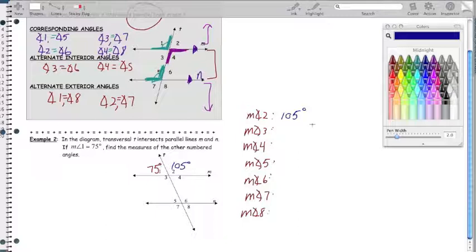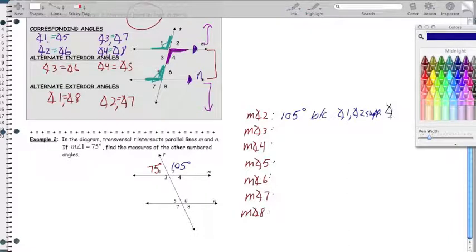They're supplementary, because angle 1 and angle 2 are supplementary angles. Okay, now let's see what else I know. Ooh, 2 and 3 are verticals, so this has got to be 105 as well. 2 and 3 are verticals, so 105, because angle 2 and angle 3 are vertical angles.